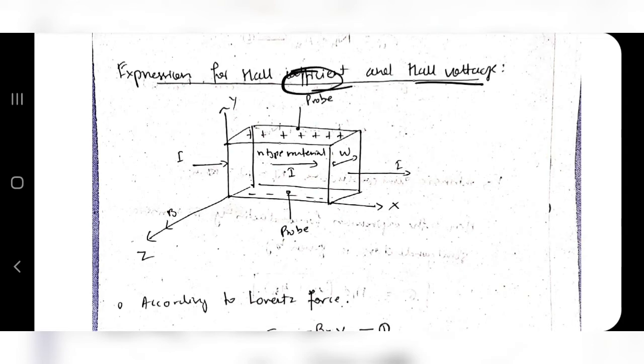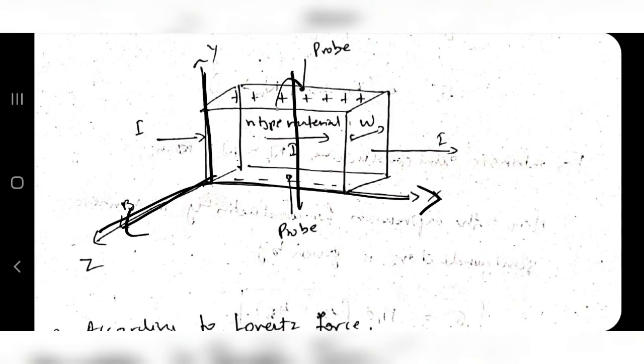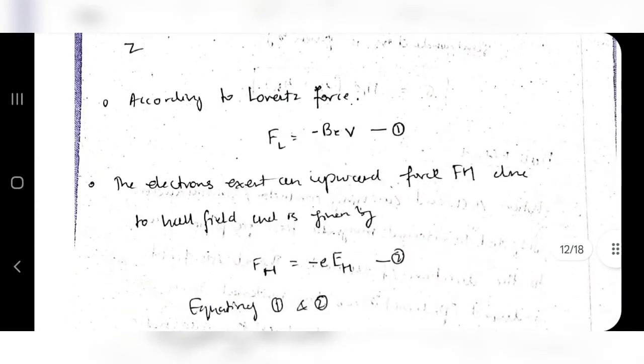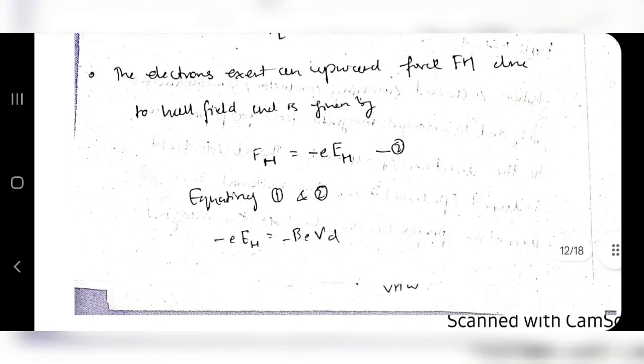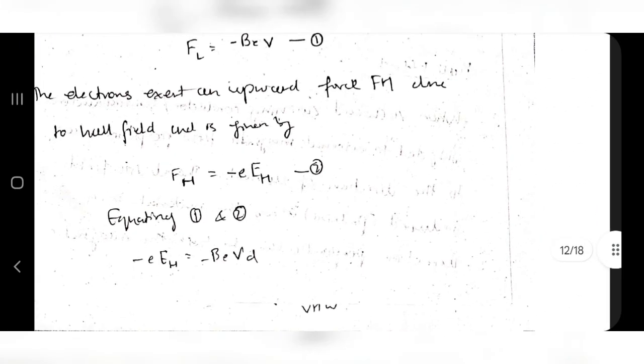Okay, so expression for Hall coefficient and Hall voltage, two derivations are there. First is for Hall voltage and second is for Hall coefficient. Okay, so here as you can see there are three dimensions. Here the current is flowing, and here the magnetic field is coming, and the V is this one. Okay, V will be the voltage flowing. And after making this you have to write two formulas. According to Lorentz force, minus B E into V. Okay, this is the formula for Lorentz force. Second is the upward force driven by the Hall field, which is FH is equal to minus E into EH. Okay, equating these both we get minus E EH is equal to B E Vd.